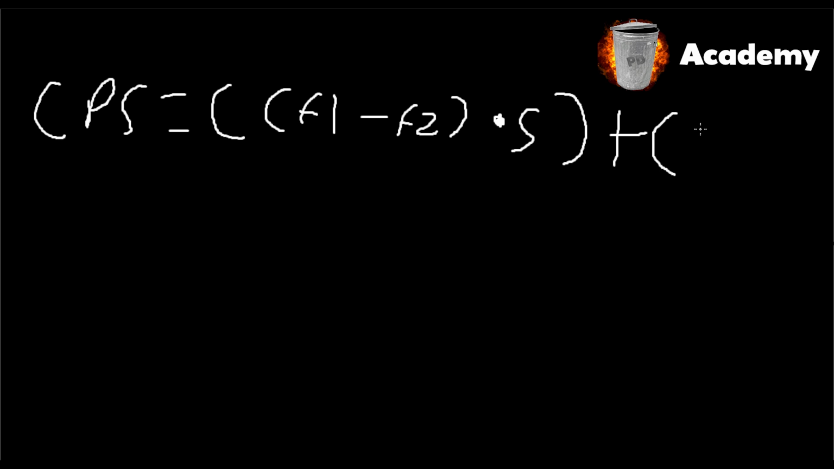So how can you represent this in our equation? It's simple. We use L1 and L2. Oh wait, I'm completely wrong. L1 plus L2. And that's our equation. We have F1 minus F2 times S plus L1 plus L2.